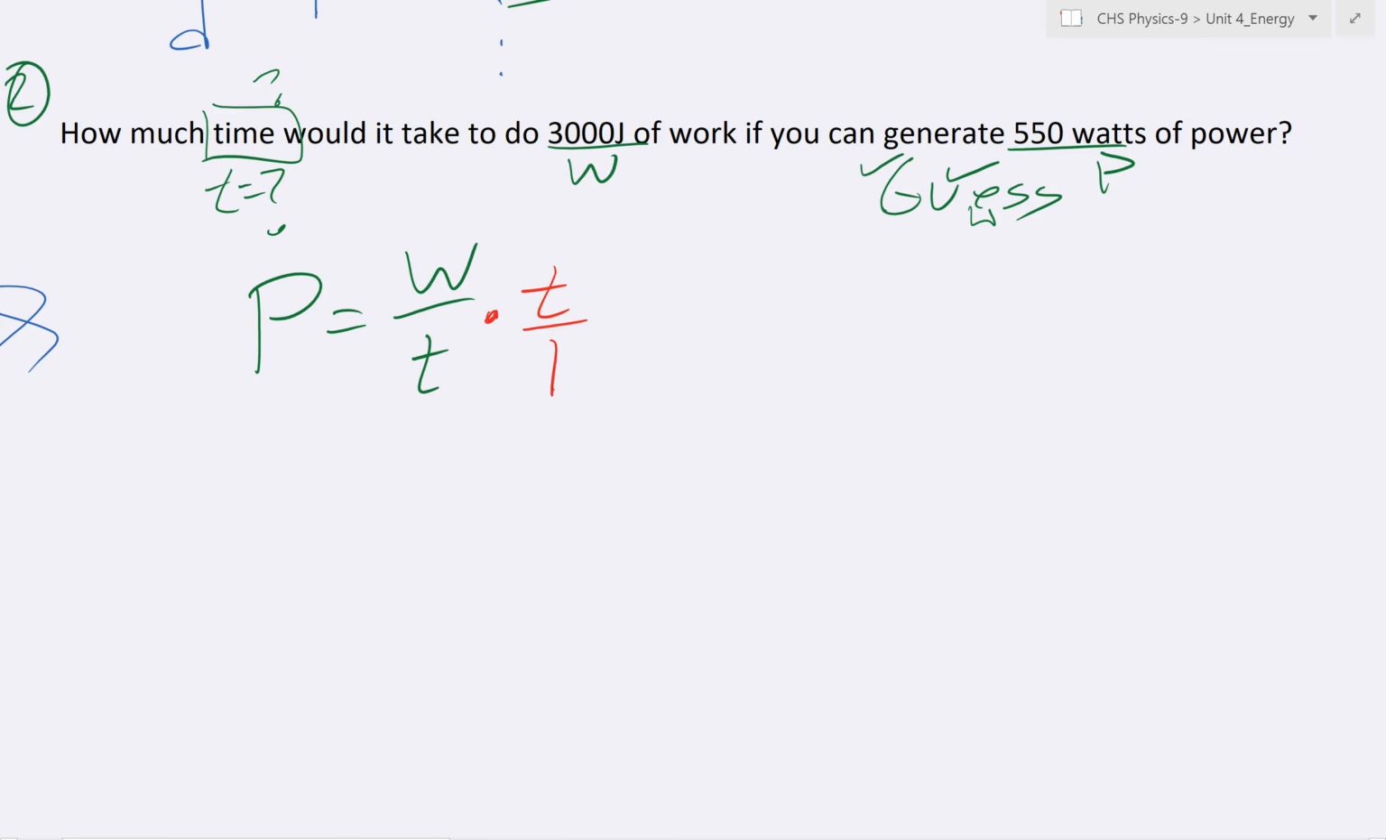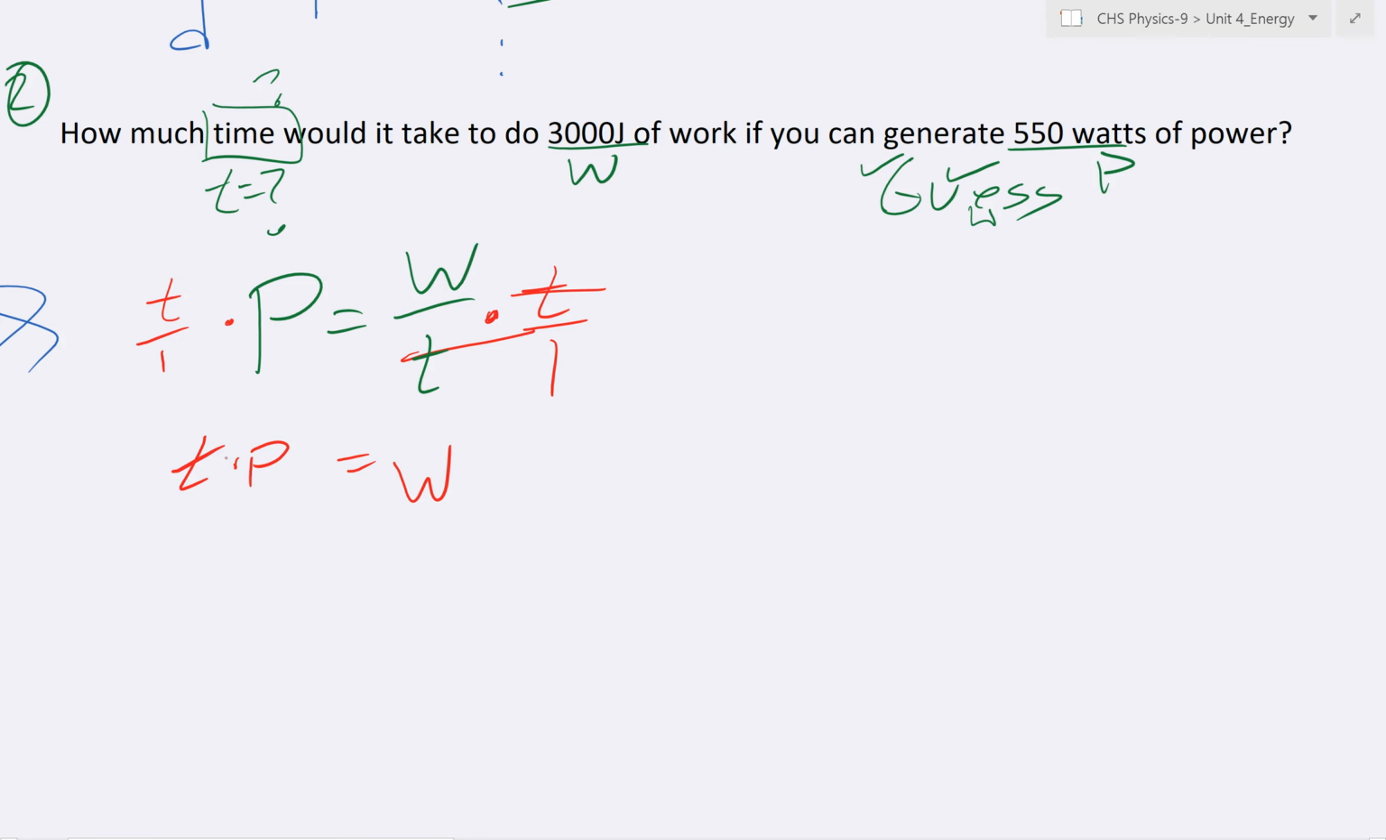Now, do not make the mistake of multiplying by work, because if you multiply by work, you end up with W squared and nothing gets crossed out. A lot of people are going to make a mistake here, so don't be that person. If you multiply by T over 1, you've got a T on the top and a T on the bottom, so these two would cross out. I also have to do this over here, multiply by T over 1. And we end up with work equals power times time.